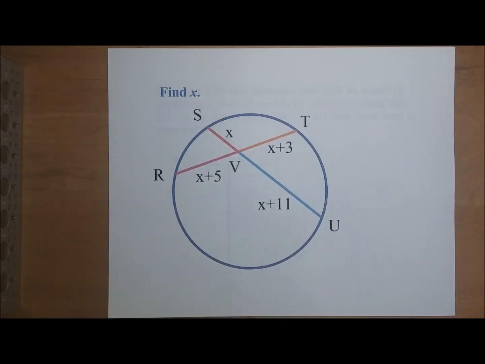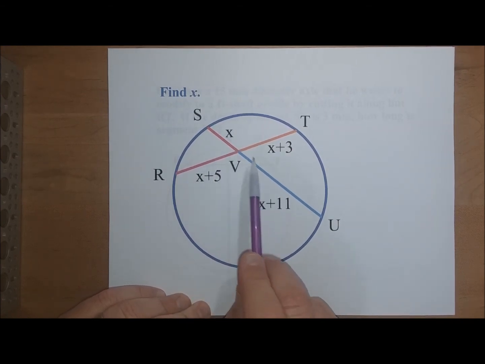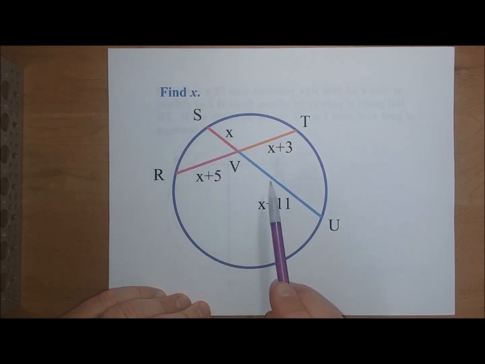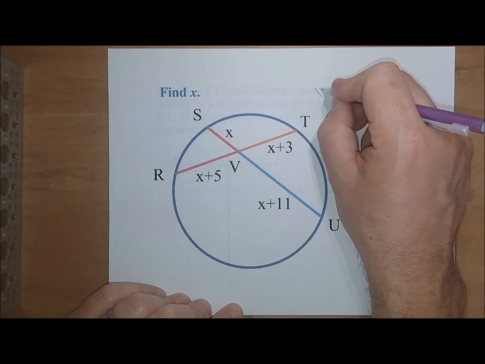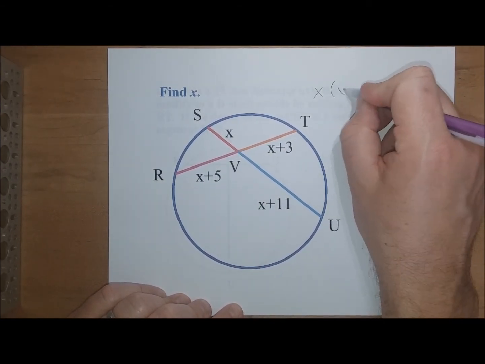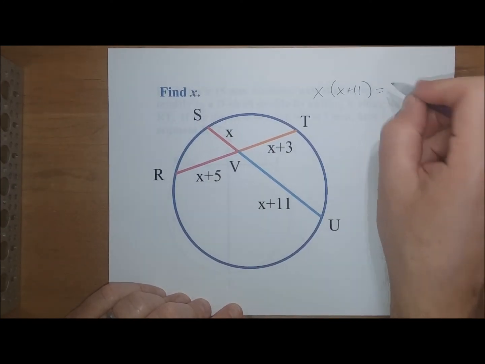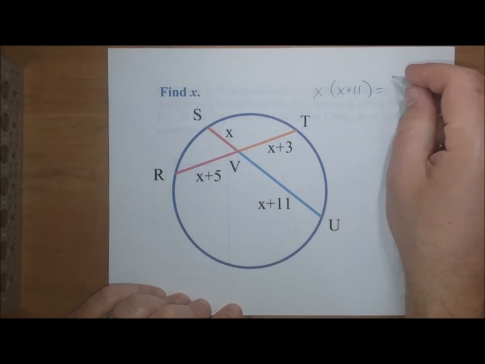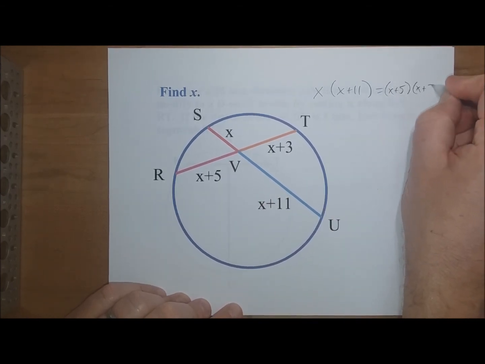Good. All right, great time to pause the video if you want to try this on your own. It's very similar to the last problem. They want us to find x. We know the products of the segments, this times this, should equal that times that. Let's go ahead and see if we can solve that for x. X times x plus 11. Okay, that segment times that segment should equal this segment times this segment. X plus 5 times x plus 3.